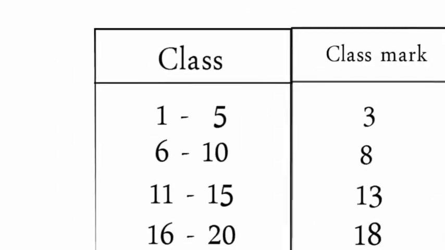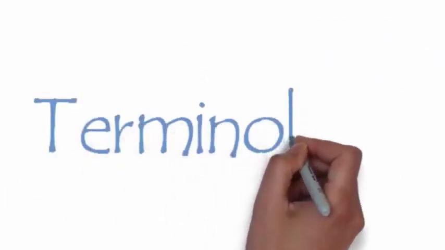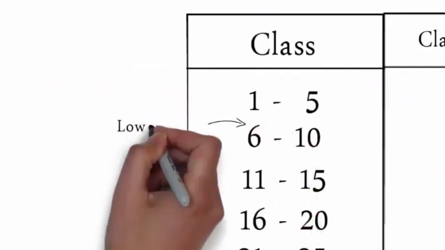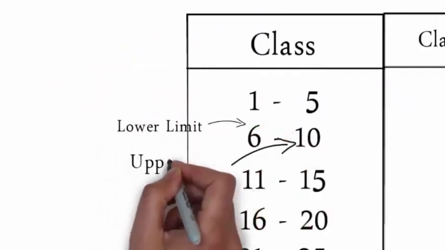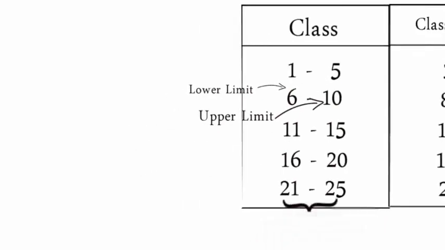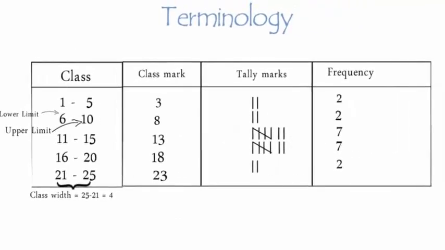Now, let us understand the basic terminology of a group frequency table. In class 6 to 10, 6 is the lower limit and 10 is the upper limit. The difference between the upper limit and lower limit is known as class width. For example, 25 minus 21 equals 4. So 4 is the class width. The arithmetic mean of the upper and lower class limits of a class is known as the class mark.